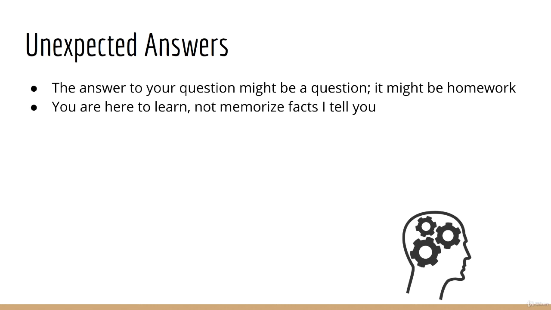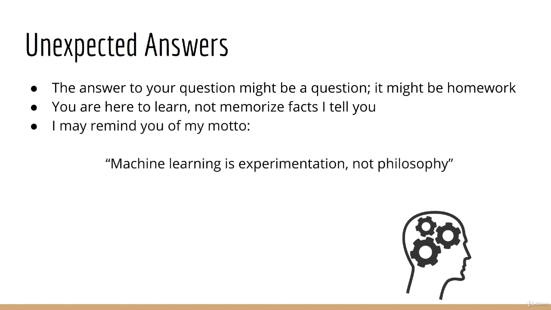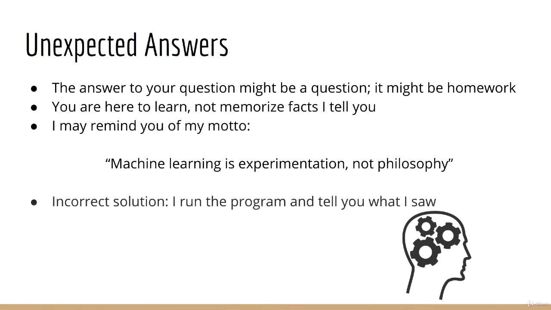If your question is, what will happen if I do this thing or that thing, the answer will often be to remind you of my motto, machine learning is experimentation, not philosophy. Obviously, the best way to figure out the output of a computer program is to run the computer program. The incorrect solution to this would be for me to run the computer program and then tell you what I saw. If I instruct you to do something, I expect you to follow up and do it.